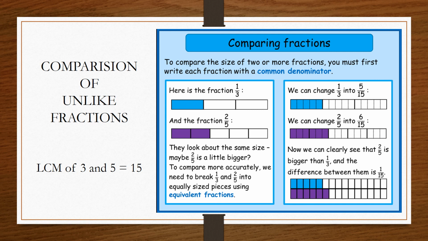So now you can compare, you can write them together and see whichever is greater. Obviously, you can see there 6 by 15 is greater than 5 by 15. That is, 2 by 5 is greater than 1 by 3.